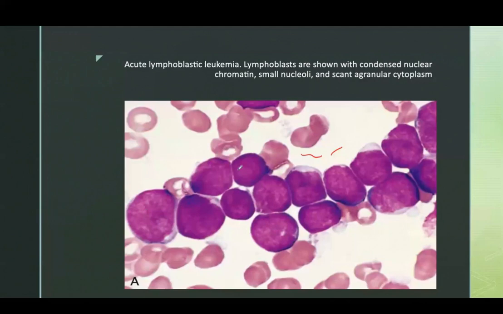Then small nucleoli and scant agranular cytoplasm. All these things you can find. See multiple slides. That's what I would advise for part 2 people. See multiple slides again and again, over and over. Then only you will get it.